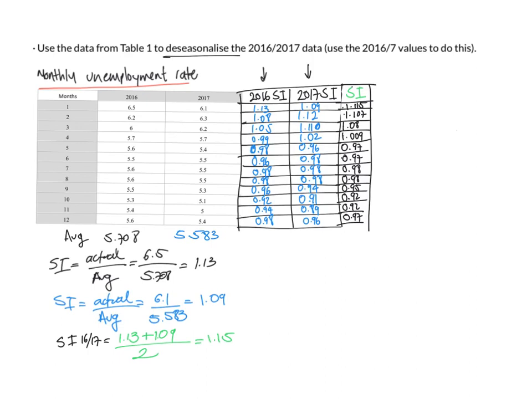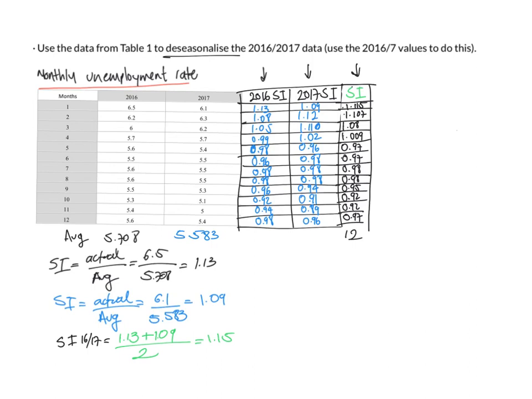A handy rule to know is that the seasonal index numbers will always add up to the total number of periods you have. In this case, if we add all the values of this column, we will have a total of 12. Once we've worked out the seasonal index of the two years, we're ready to deseasonalize this data.